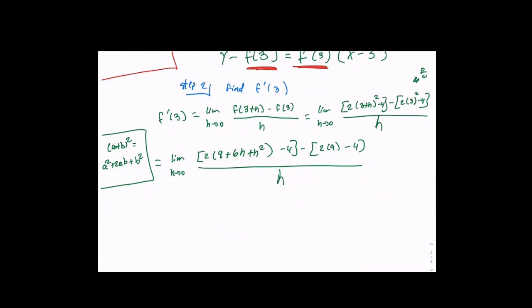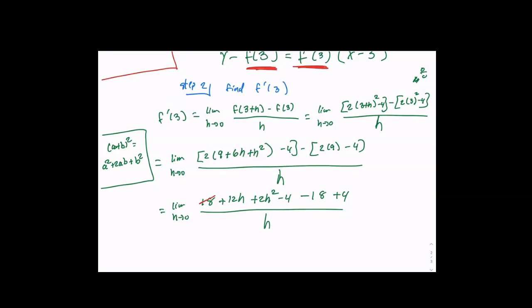It's just algebra right now. It's just algebra. Limit as h approaches 0. Now that gives me 18 plus 12h plus 2h squared minus 4 minus 18 plus 4, all over h.